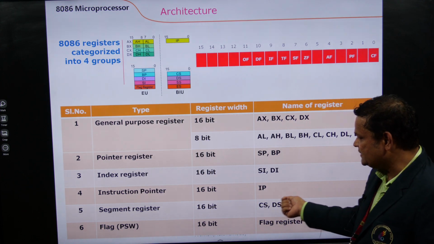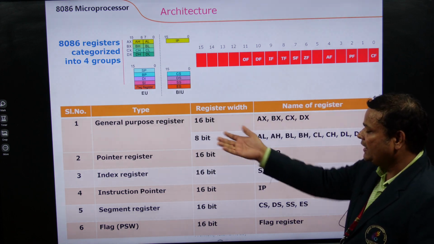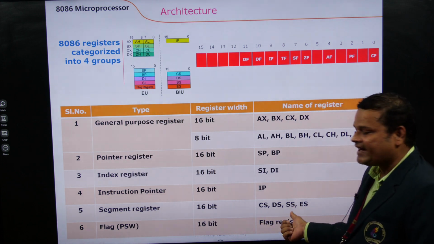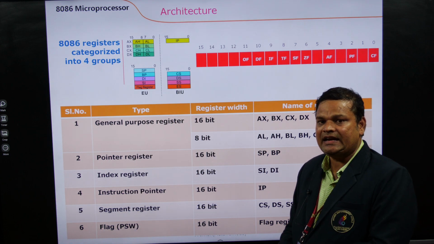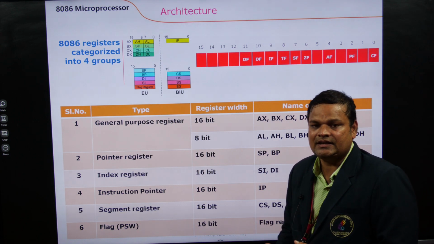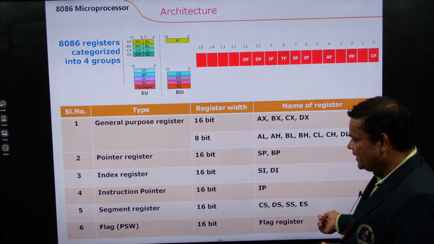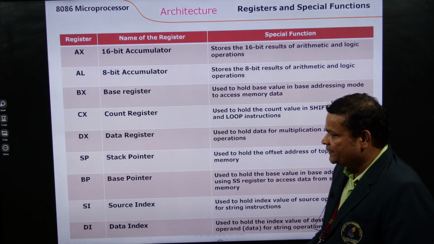Next come the segment registers, CS, DS, SS and ES, which we have already discussed in the bus interfacing unit. The last one is the flag register. The flag register is a program status word which indicates the status of the program, such as whether the result has overflowed, whether any carry is generated, or whether there is an even or odd number of ones. That is indicated by the flag register.